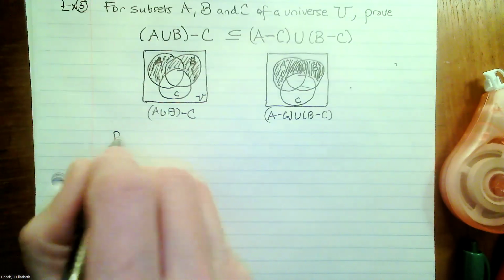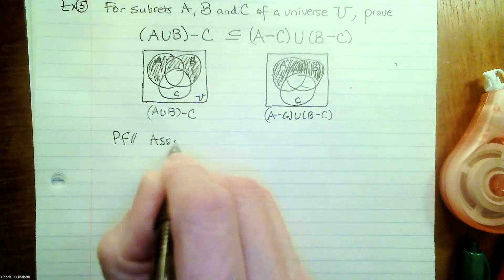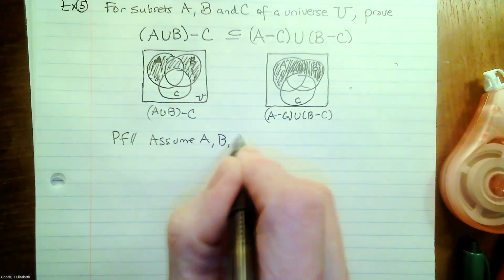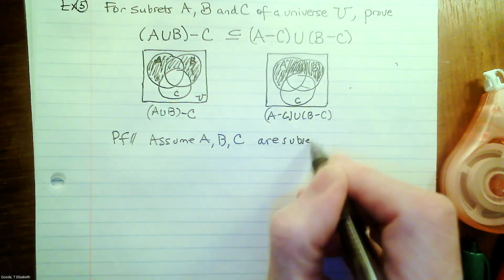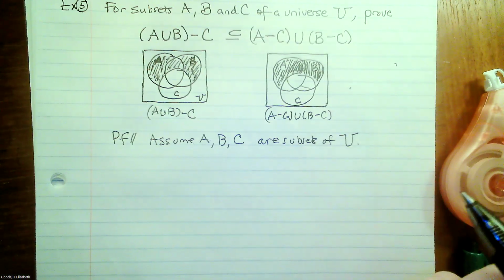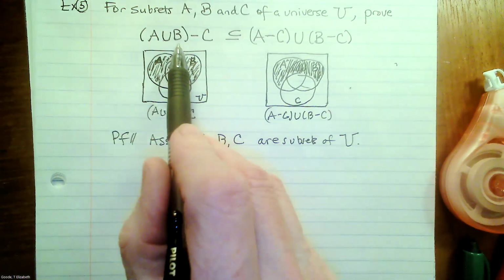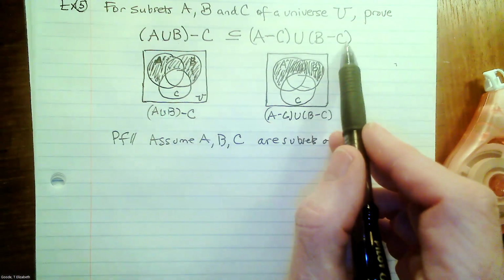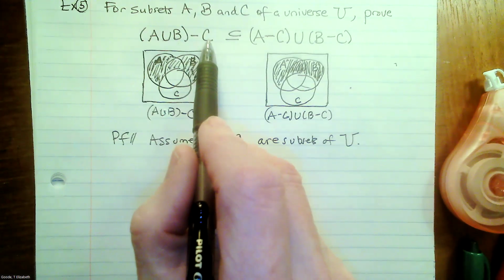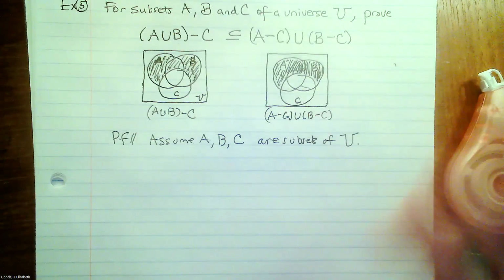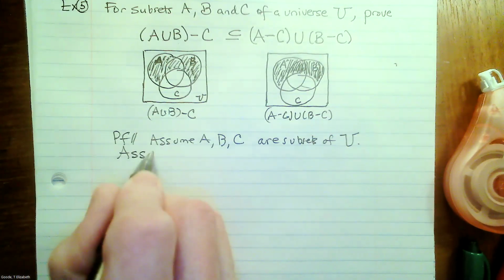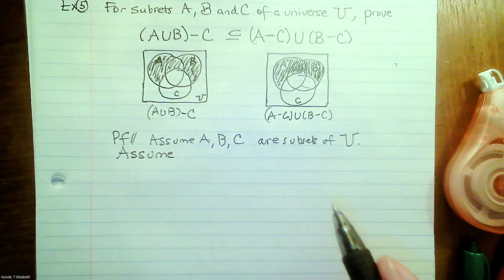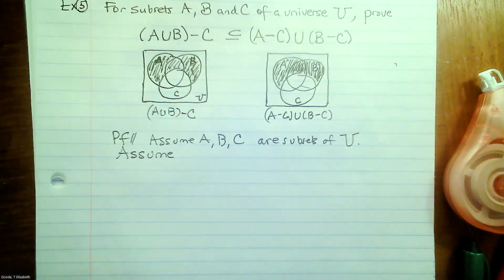So how would we start this? Obviously, we're going to assume A, B, and C are subsets of U. Now, the meat of the matter. We want to show that any element that is in this set on the left is an element of the set on the right. In other words, if X is in this set on the left, then X is in the set on the right. So what should we assume, everybody? We're chasing an element around. We have to have an element. I like to call them X, but you could use any letter to represent your element.